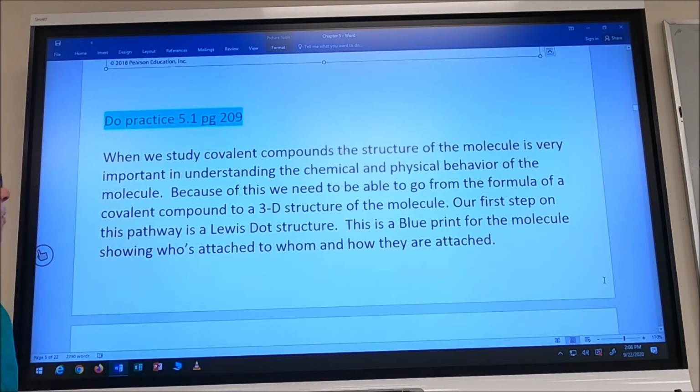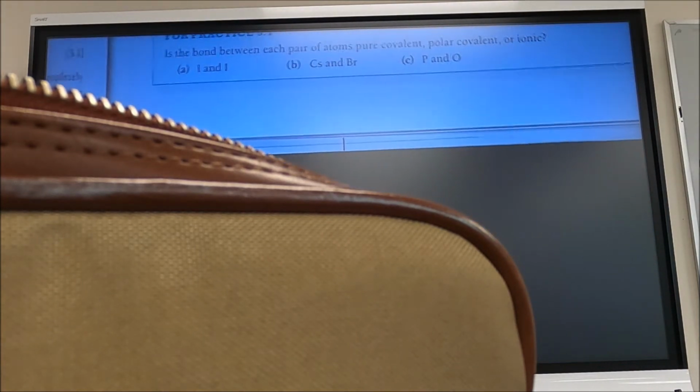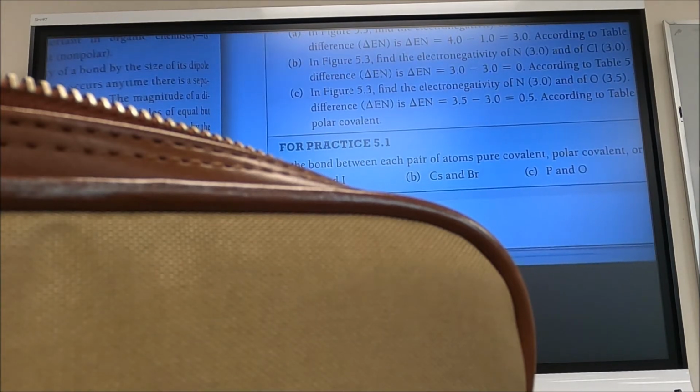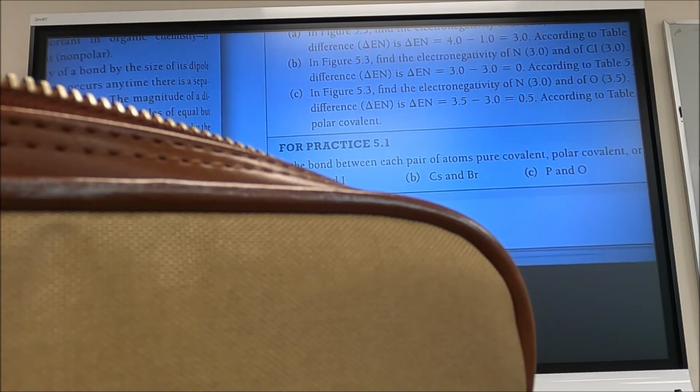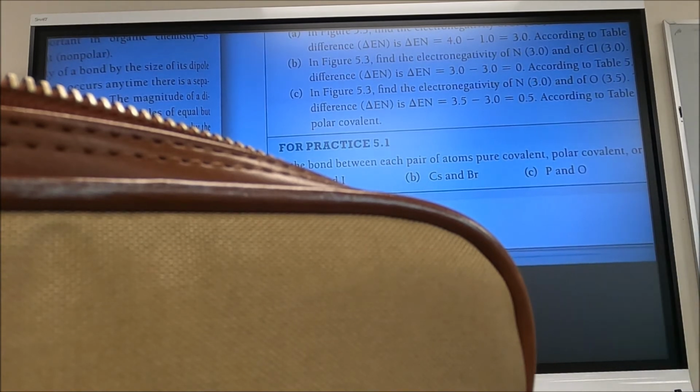Okay, now let's look at practice problem 5.1 on page 209 in your textbook. Let me get there. I'll eventually get there. Okay. Here's practice 5.1. Now, it says, is the bond between each pair of atoms pure covalent, polar covalent, or ionic? Okay, so write those guys down.